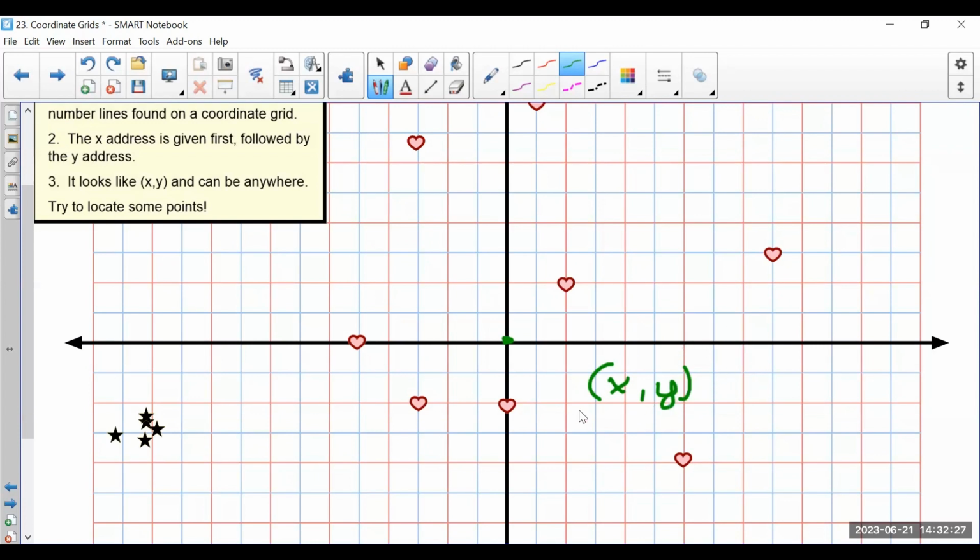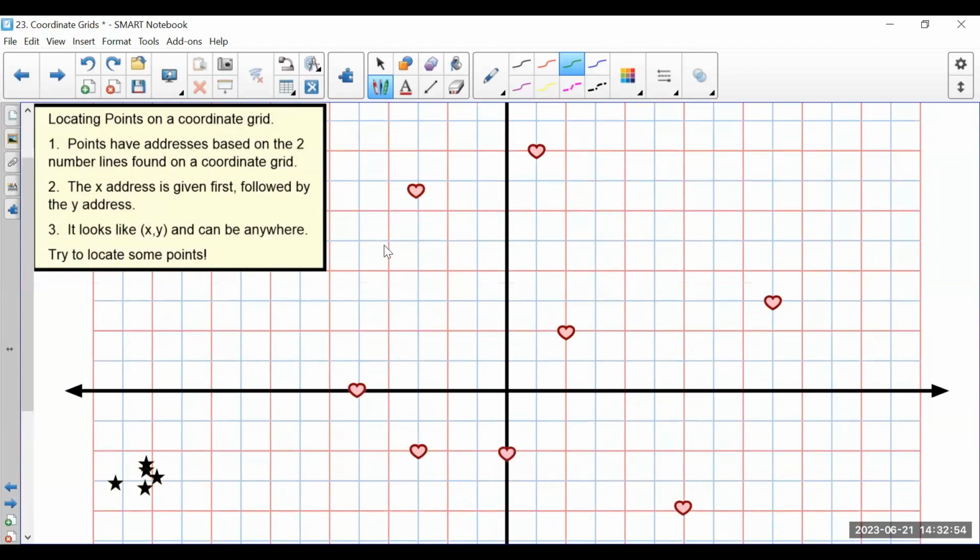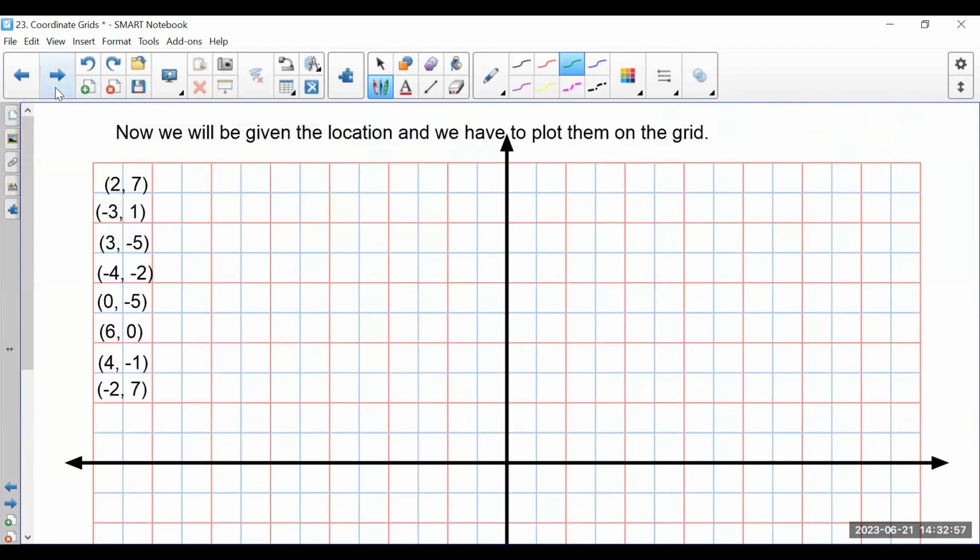All right, so here's what you should have thought. You should have said, well, I don't want to go left to right. I just want to stay there. So I'm going to have 0 be my first number. And then I want to go down 1, 2. So that point right here is at 0, -2. All right. So given a point on a coordinate grid, can you find its address? That's what we just did. The next thing to do would be, given an address, can you plot the point?